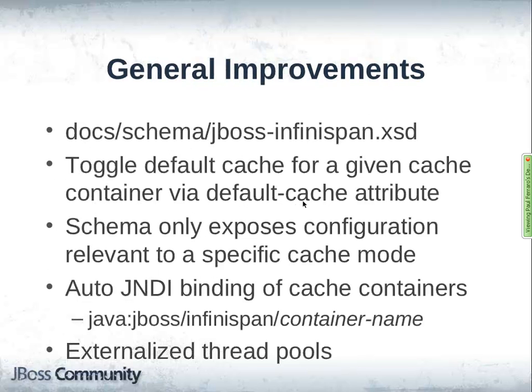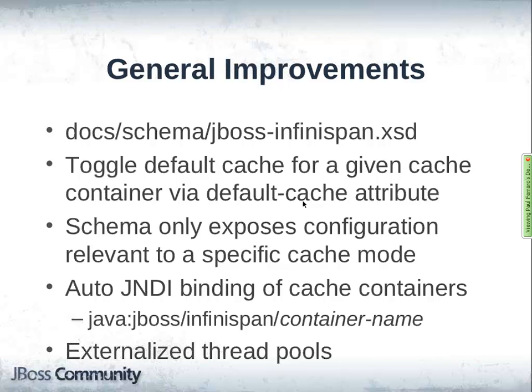So talking about general improvements to the subsystem, specifically to how it's configured, there's toggling the default cache, as I just talked about. The schema also only exposes the configuration that's relevant for a cache mode, which is a difference between this subsystem schema and the native Infinispan schema, which AS6 used. So no longer will I be able to configure an L1 cache for replication mode, because that doesn't exist. So just general schema improvements.